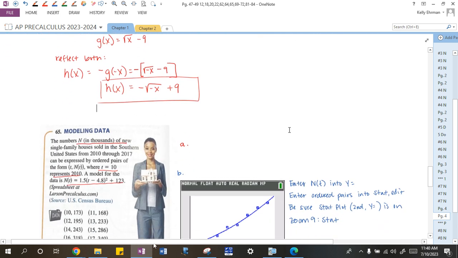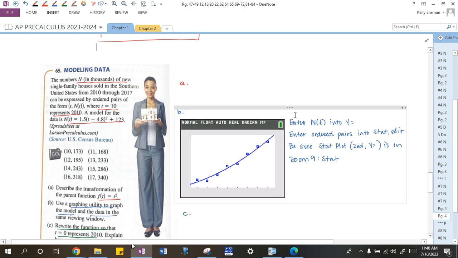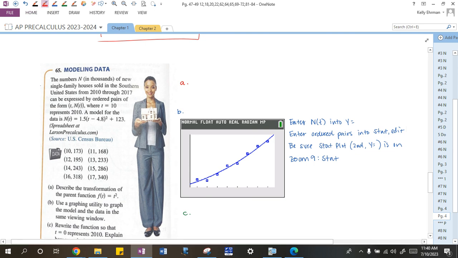And our last couple of questions we need our graphing calculator for. So let's read through this question. The numbers n, in thousands, of new single-family houses sold in the southern United States from 2010 to 2017 can be expressed by ordered pairs in the form t, n of t. t equals 10 is 2010. Here's our model. Okay, so we're given these ordered pairs.